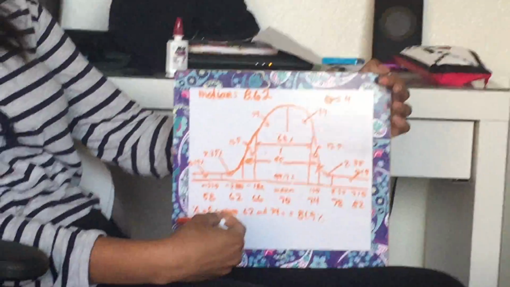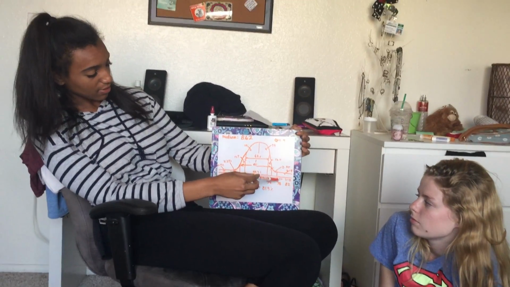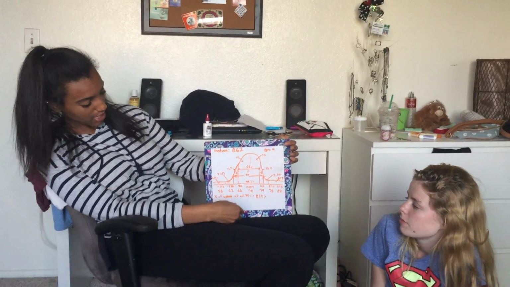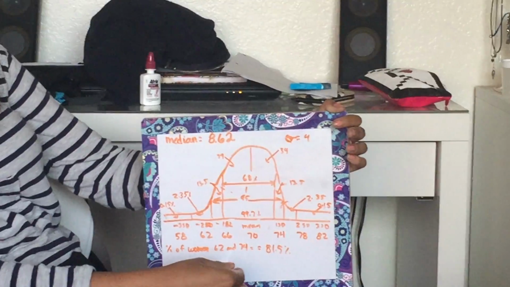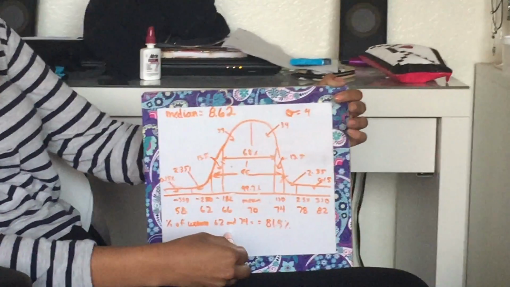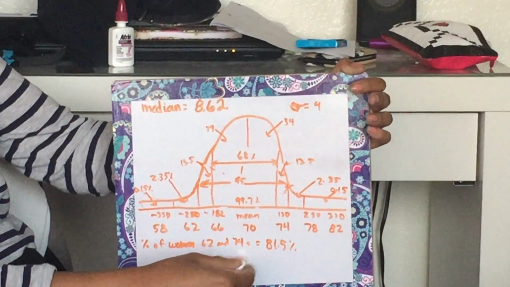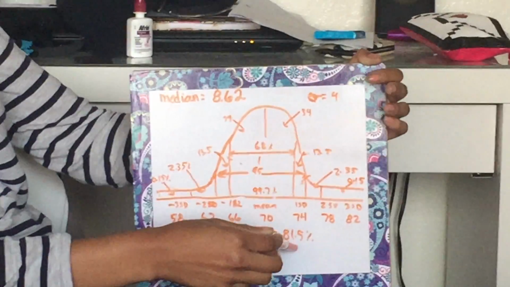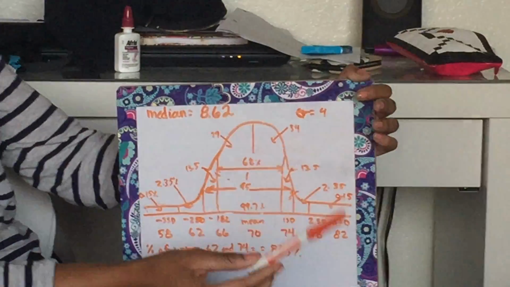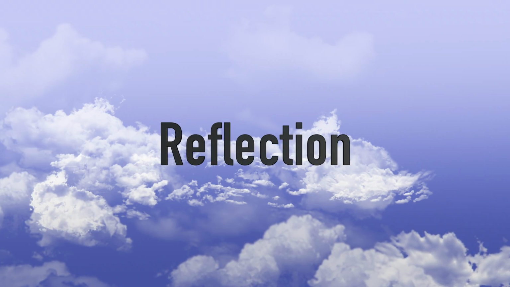Like for example, this is a graph of the different heights of women in the U.S. and what percentage of them are a certain height. So you can ask questions like what percentage of women are between the heights of 62 inches and 74 inches. Then you can just look at your data and add the percentages, and you get 81.5%.